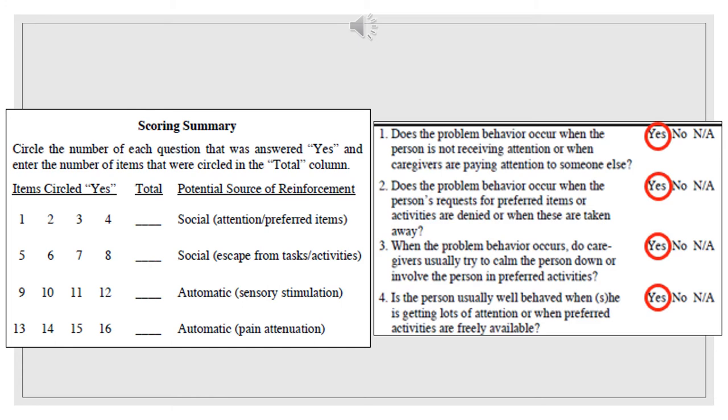She also reported that when the behavior does occur, she or others step in to provide attention and engage with Jane. According to this report, Jane is unlikely to engage in these behaviors when she is receiving a lot of attention. As for scoring, the scorer would circle 1 through 4 and write the score 4 on the line that corresponds to the social function.